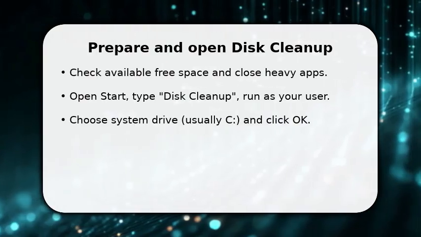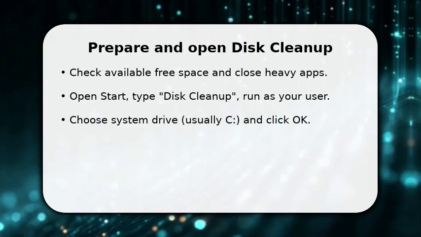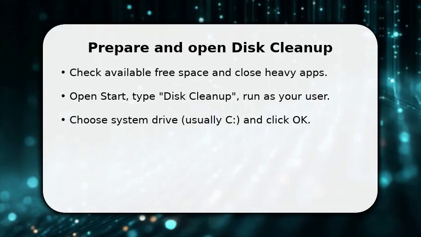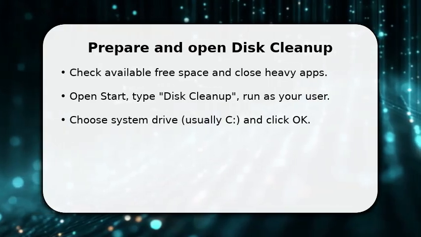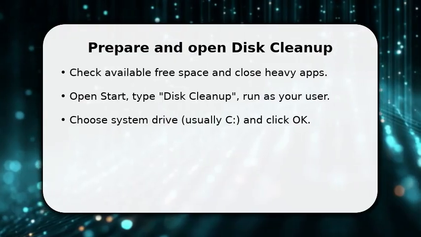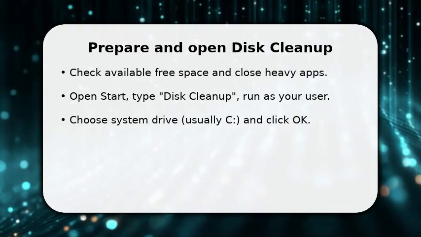Open Start, type Disk Cleanup, and select the app. This launches a quick scan. Choose your system drive, typically C, because temporary and update files concentrate there. Once done, Disk Cleanup lists categories you can remove. This is where you decide what to delete.